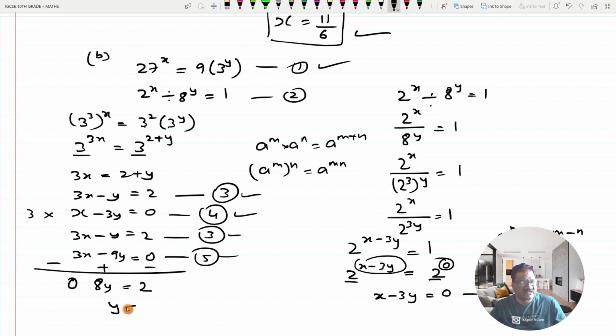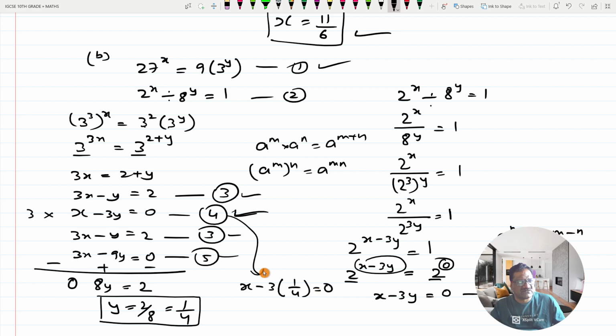Now if I want to get x, I'll put this y value anywhere in these equations, either 3, 4, 5, whatever. I find this convenient. Okay. So x minus 3 into y value, which is 1 by 4 that I got, equal to 0. I'm using this equation number 4, right? x minus 3y equal to 0. So x minus 3 into 1 by 4 equal to 0. This gives me x minus 3 by 4 equal to 0. That gives me x equal to 3 by 4. So both the values I've got: x equal to 3 by 4, y equal to 1 by 4.